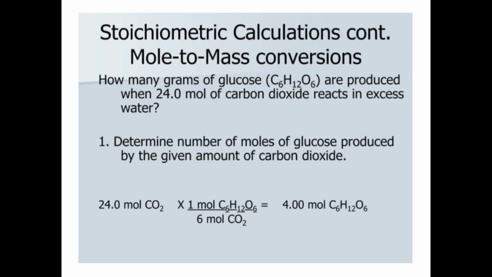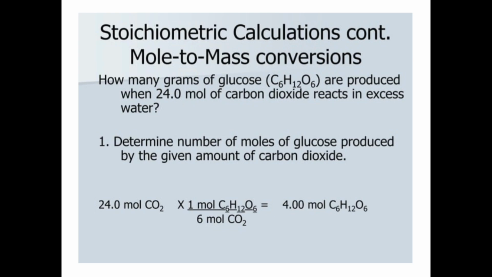So 6 mole is equal to 1 mole, 24 mole is equal to X mole. If you cross multiply, you are going to have 6X equal to 24 times 1. Then X is equal to 24 over 6, and that is 4 mole of glucose. So 4 mole of glucose is the actual mole of glucose from this reaction. Alternatively, you can say 24 mole of CO2 multiplied by 1 mole of glucose over 6 mole of CO2.